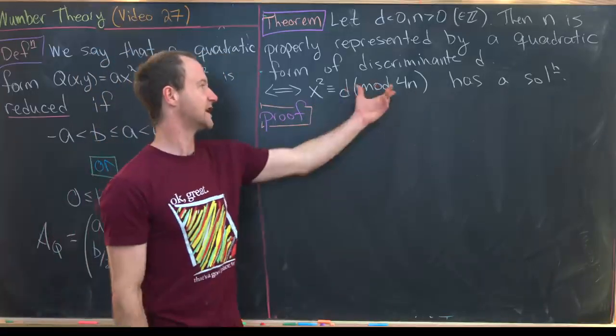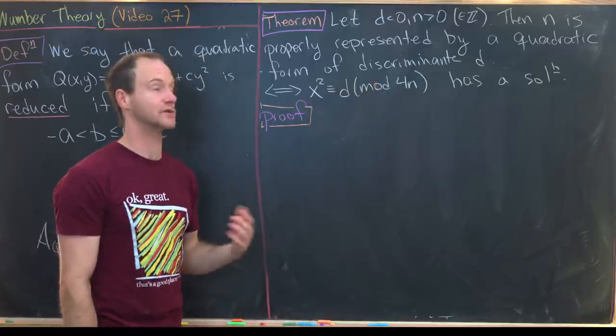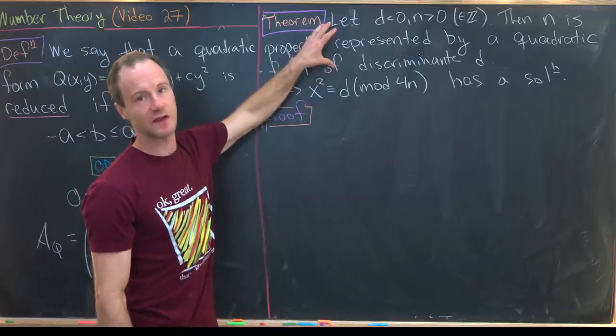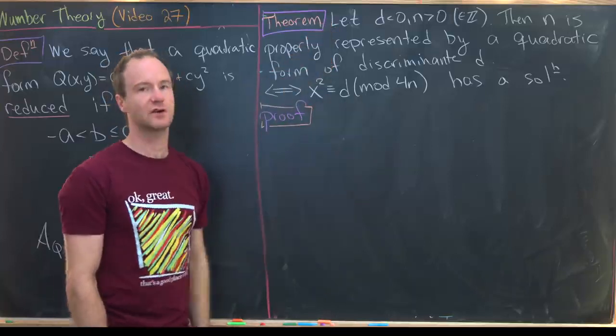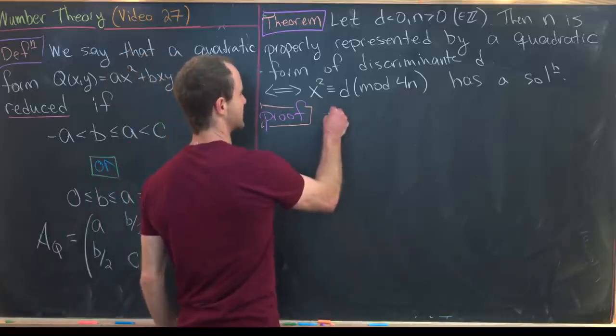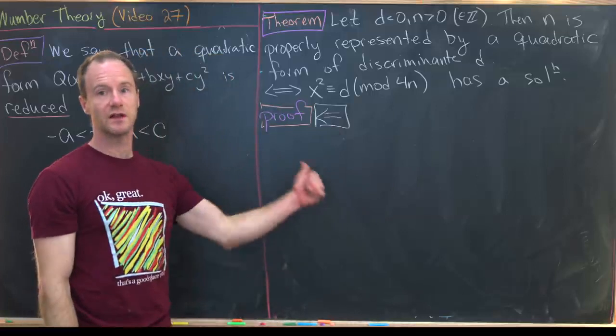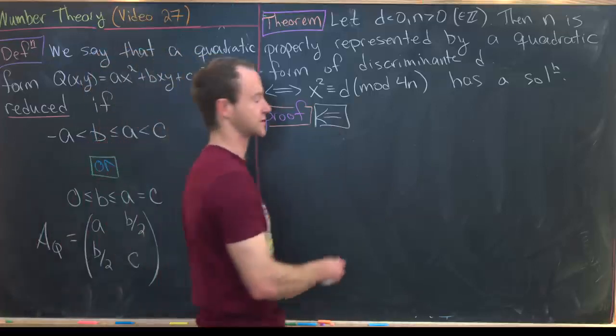So that's good. We've studied quadratic residues and when congruences like this have solutions. So that takes this seemingly hard question and writes it in terms of something which is a little bit more familiar. Okay, let's get to the proof. This is an if and only if statement, so we've got two directions to prove. Let's prove this reverse direction first.